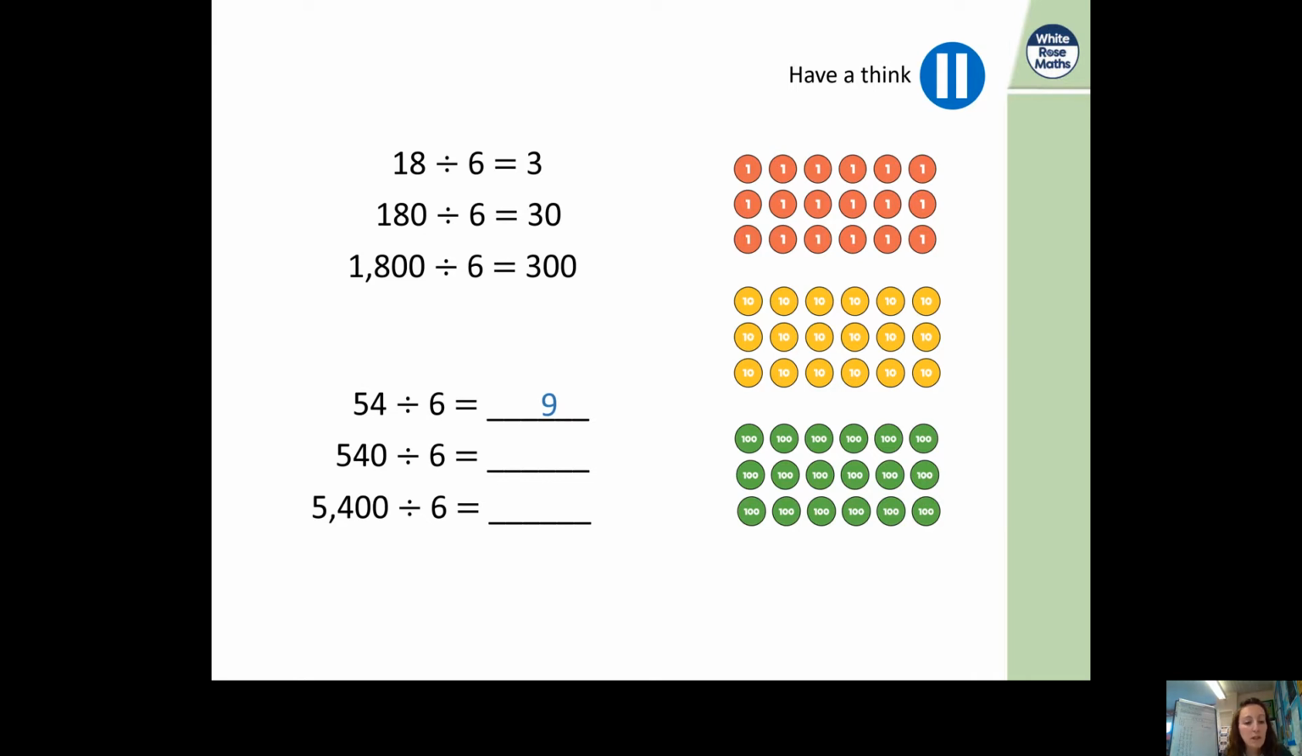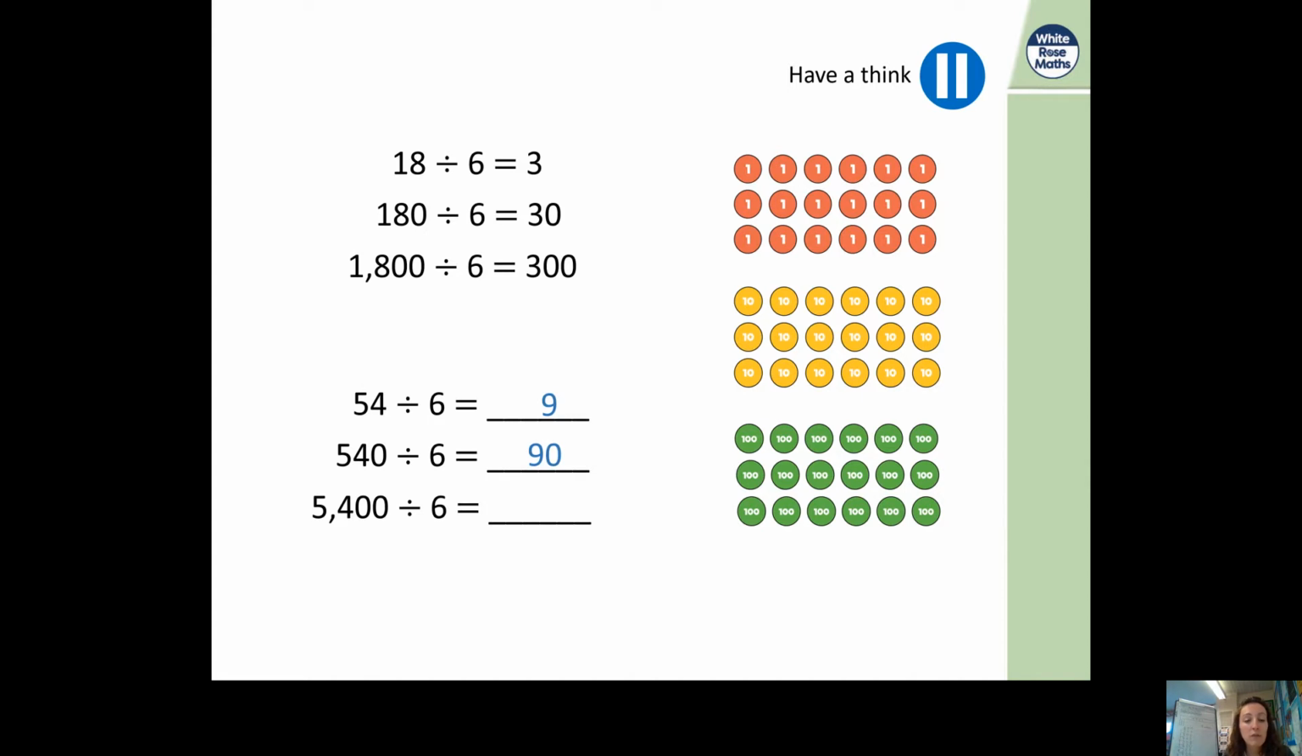So if we multiply 54 by 10, we get 540. So what do you think is going to happen to our answer for the question 540 divided by 6? Did you get it? It's going to be 10 times bigger. So rather than it being the answer 9, it's going to be 90.